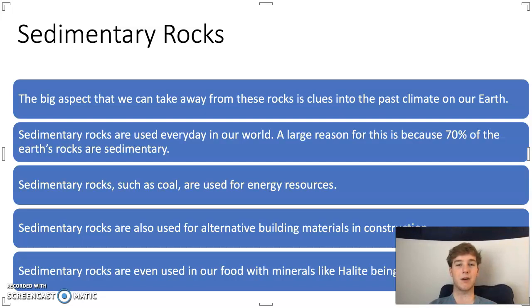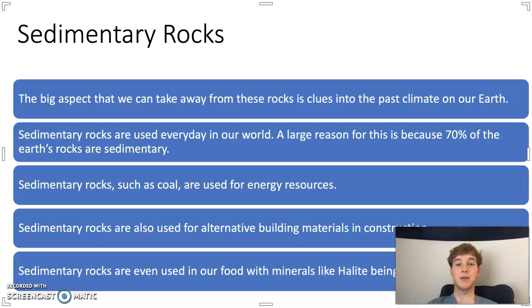Sedimentary rocks are also used in our everyday life. The large reason for this is because they make up 70% of the rocks on Earth, so they're very abundant. Sedimentary rocks such as coal are used for energy resources. These rocks are also used for building materials and construction, such as roads or other things like that, to build a house maybe.